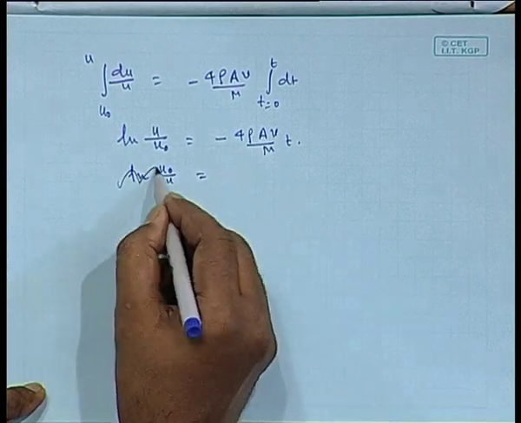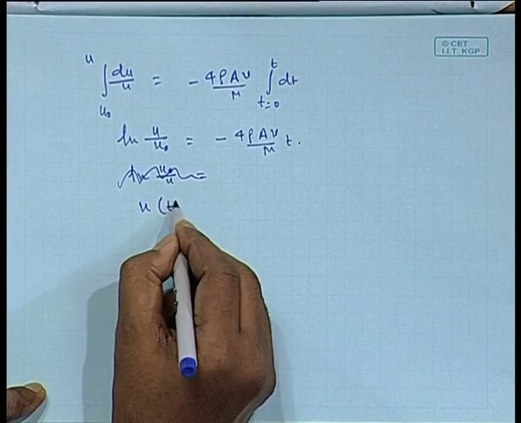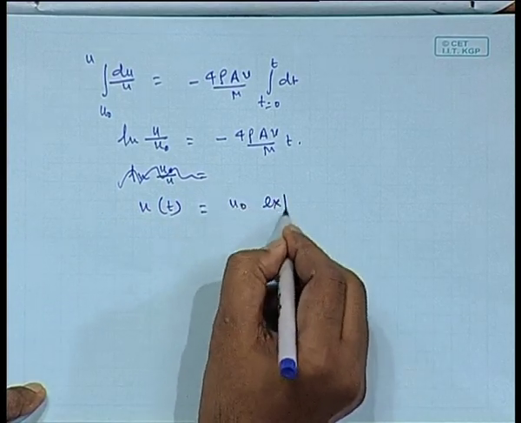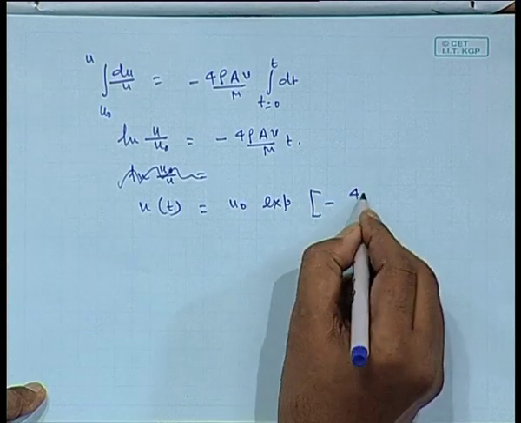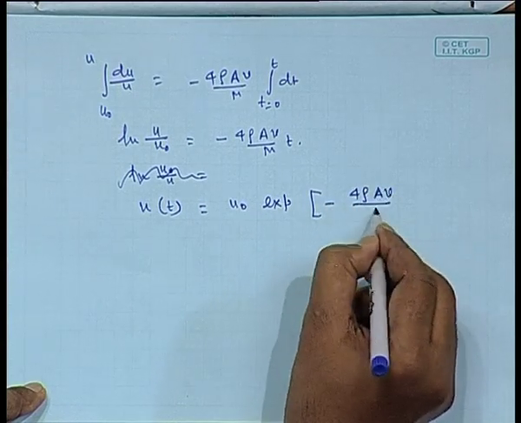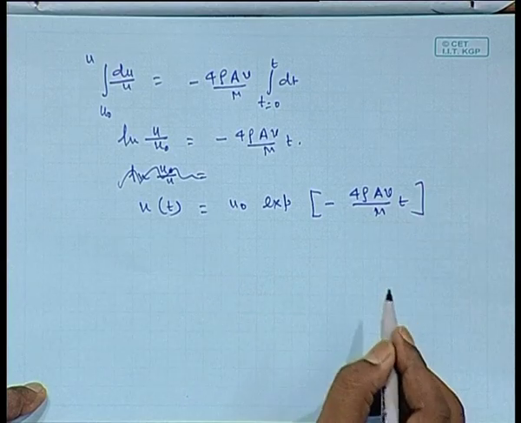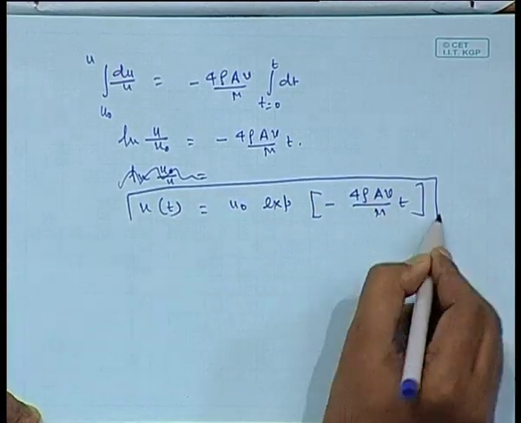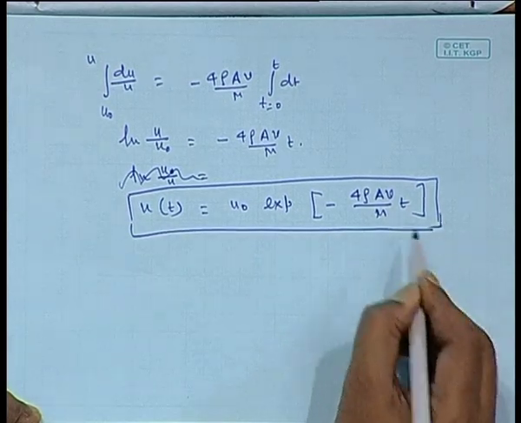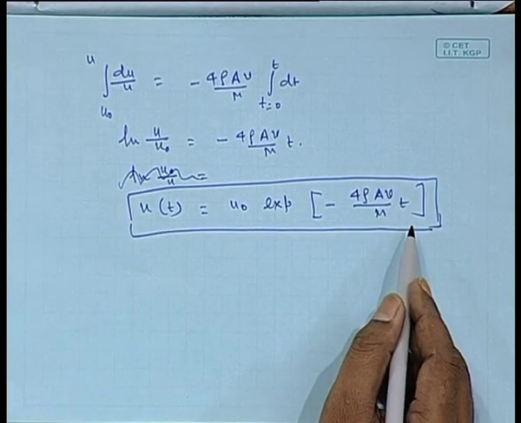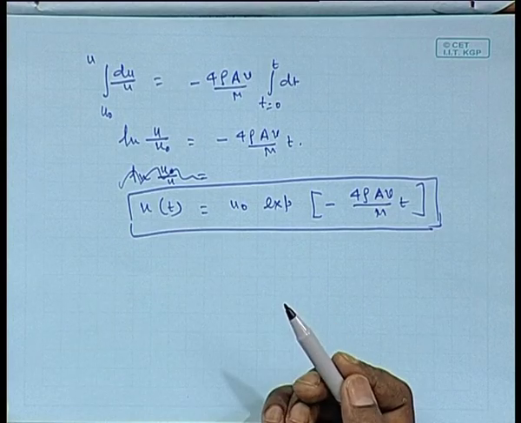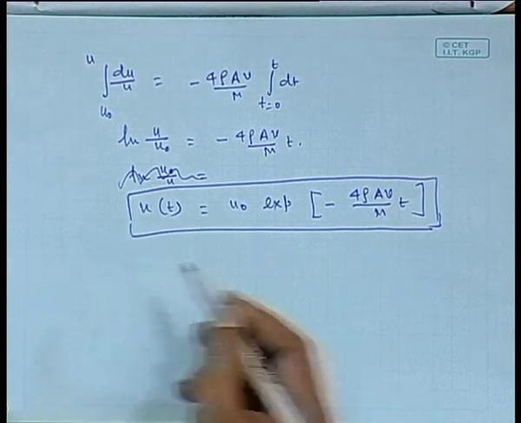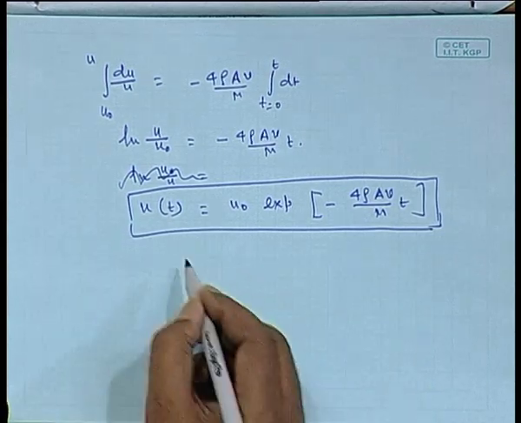So u will be having a functional form u naught exponentially minus 4 rho a v by m times t. So that is the general expression of u, and at time t tends to infinity, this velocity becomes almost 0. Now you can find out what is the distance it has traversed as a function of time.